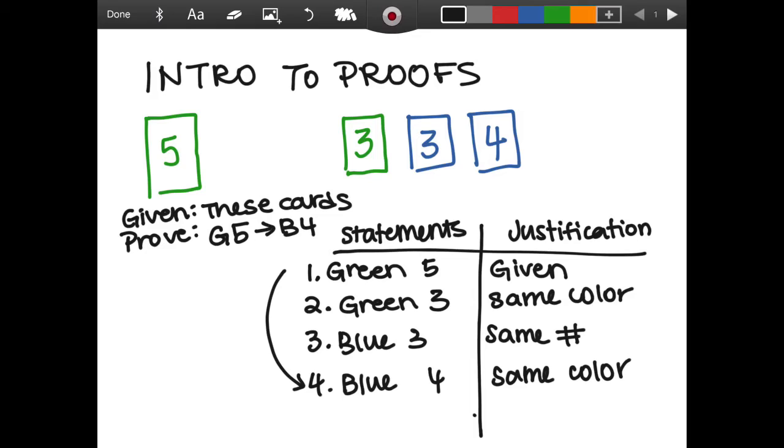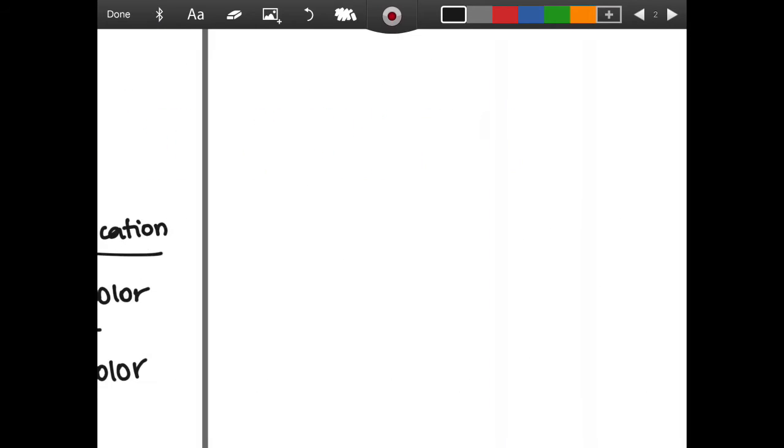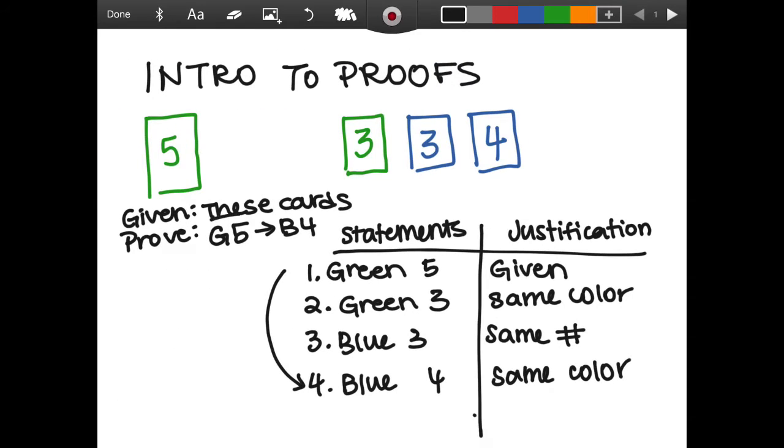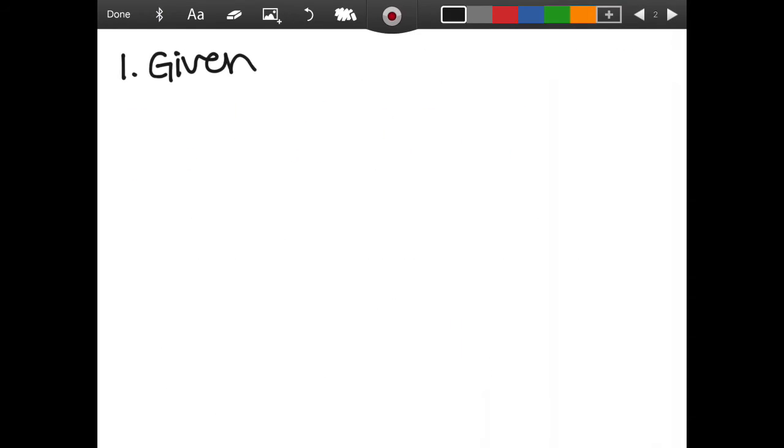And in proofs in math, you have to use certain rules also. So there's 4 rules we're going to talk about. The first rule is the given statements. In the earlier example, we talked about how we were given these cards. So we are given that to start with. Anything from the problem we're allowed to use.